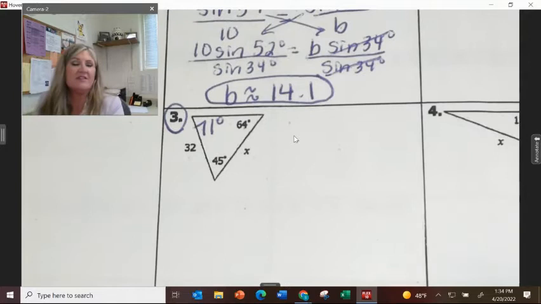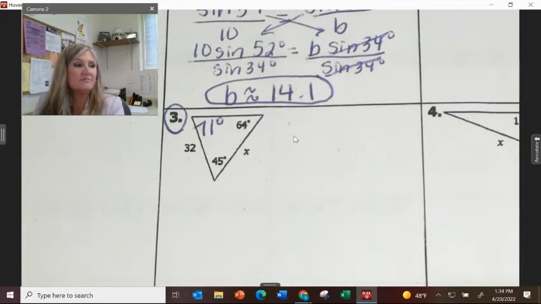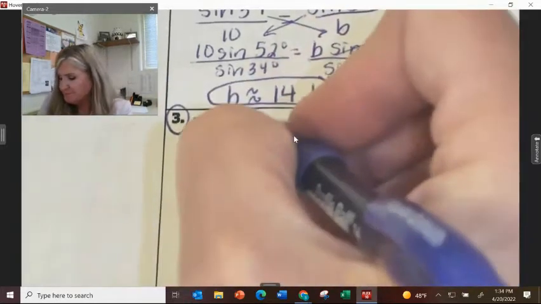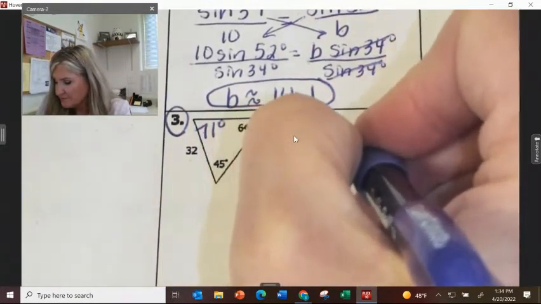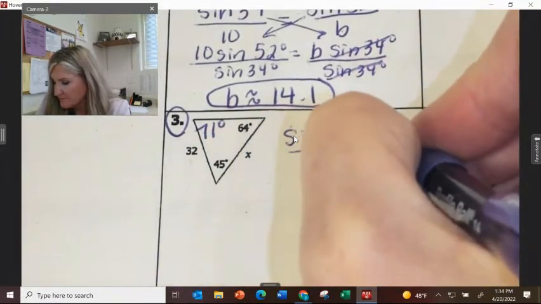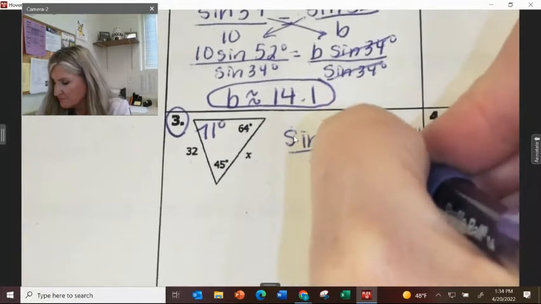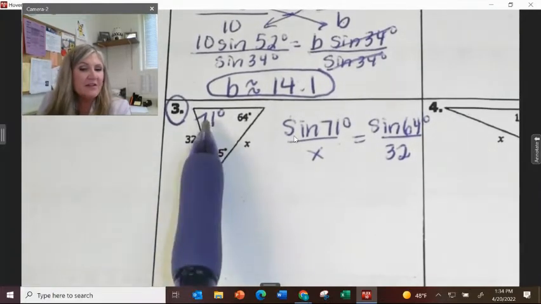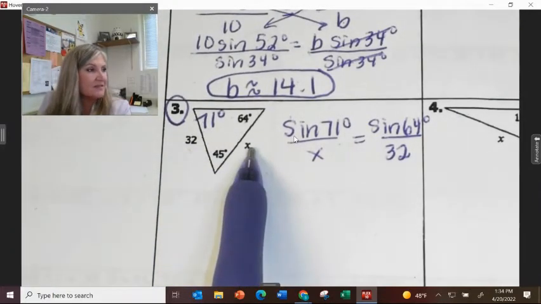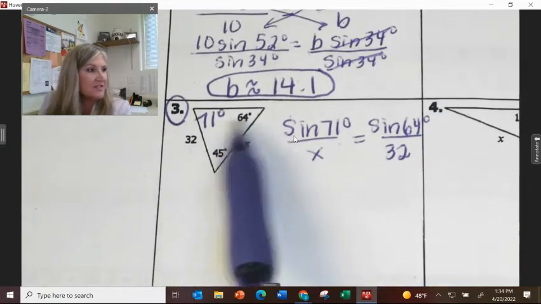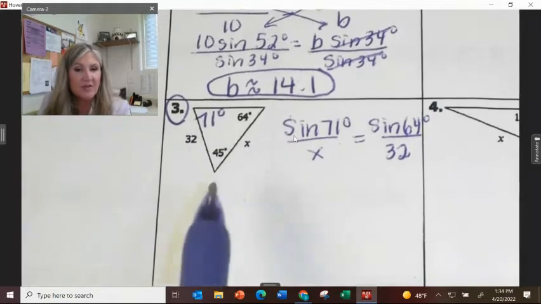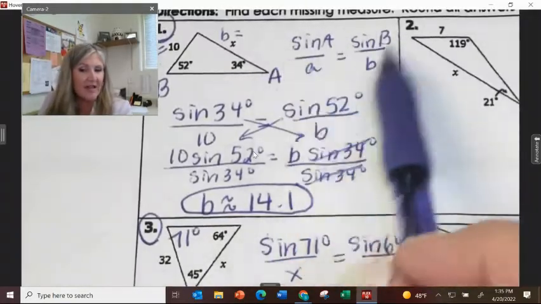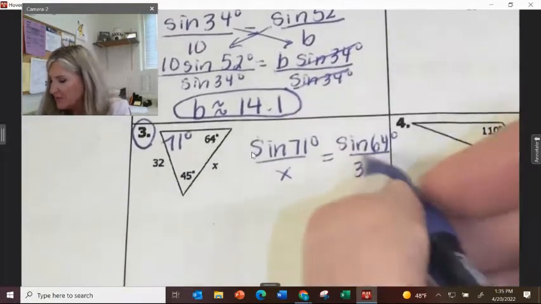All right, raise your hand if you can tell me how we can set this up. Sam? Let's check it out, see if we agree. Did he use the correct angle with the X? Did he use the correct angle with the 32? Yeah. So this will be correct. We don't have to write this formula out over and over, as long as we understand the pattern.